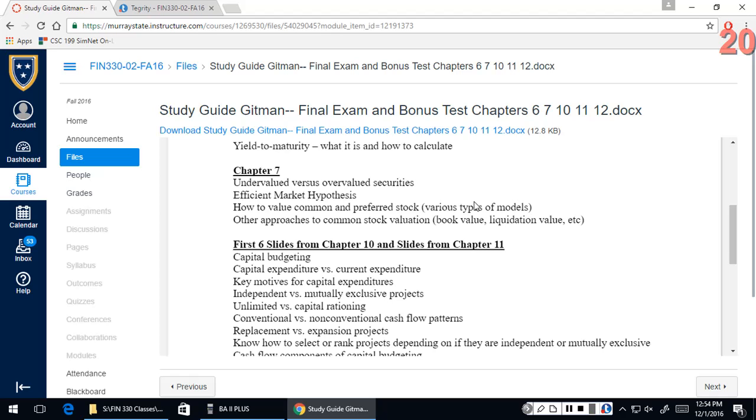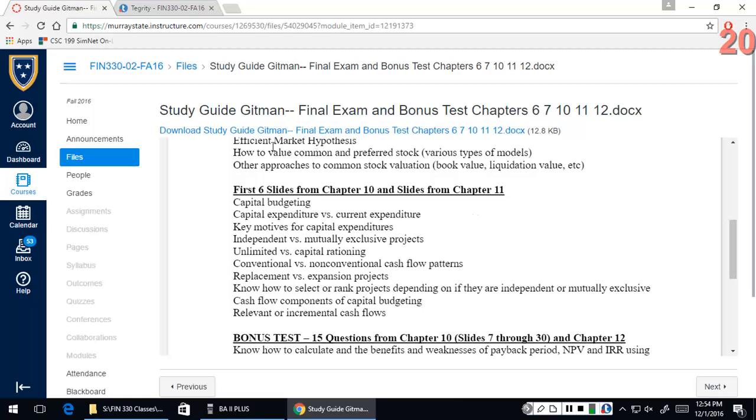And then the last part of your final exam covers chapter 10, the first 6 slides from chapter 10, and then a few slides from chapter 11. And that's when we started talking about the capital budgeting stuff. Okay, so the definition of capital budgeting, definitions of a capital expenditure, a current expenditure, what are the key motives for capital expenditures? These are pretty simple. The 2 major ones are expansion or replacement of a project or an asset, and independent versus mutually exclusive projects, and then unlimited versus capital rationing.